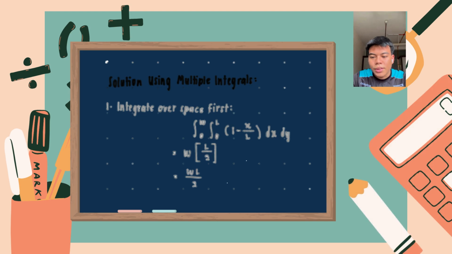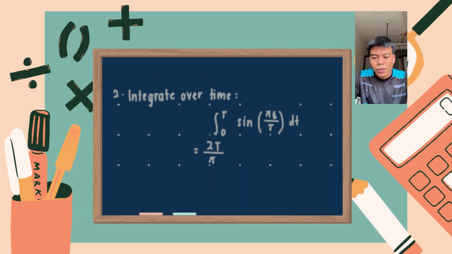Moving on to the solution, step 1: integrate over space. First integrate 1 minus x over L across the panel area W times L. For the second step, integrate over time. Integrate the sine function over the daylight hours.